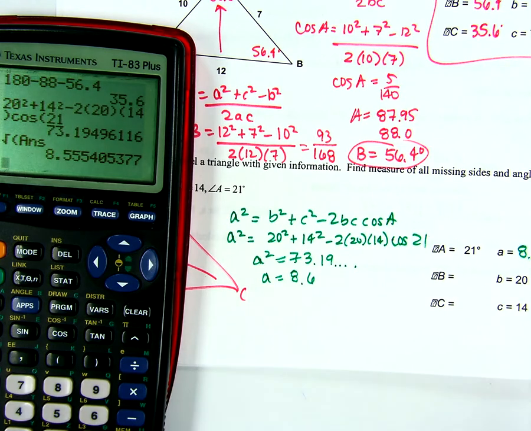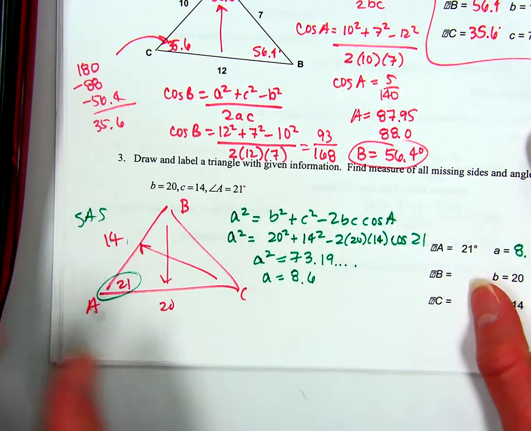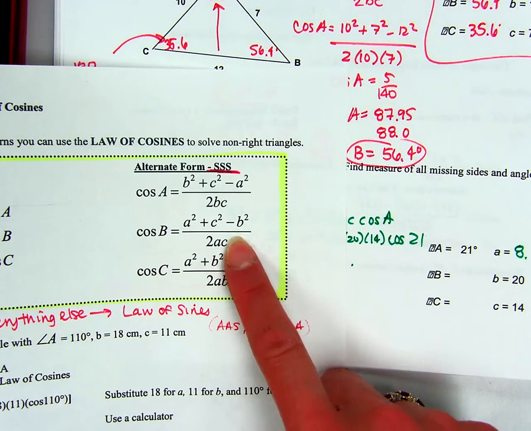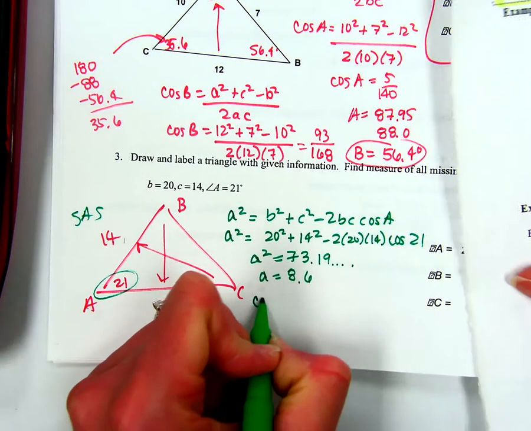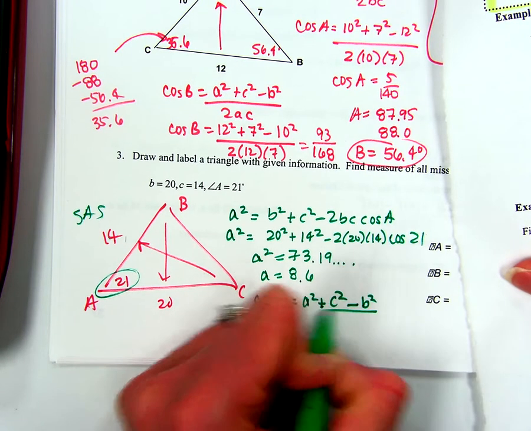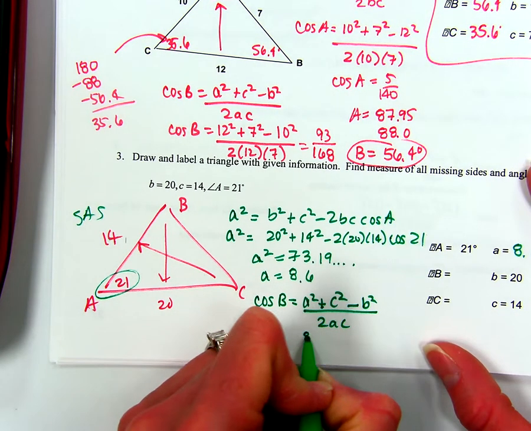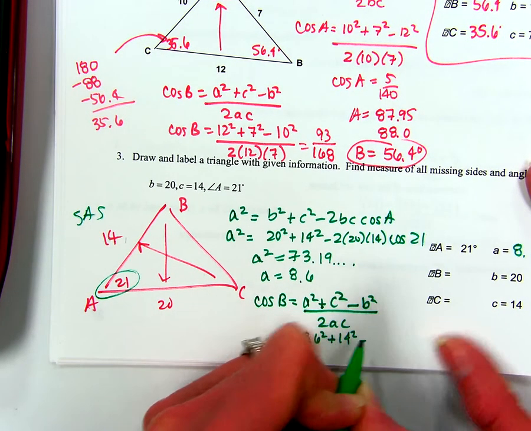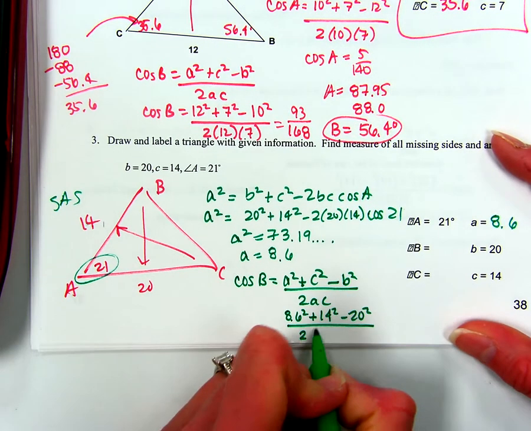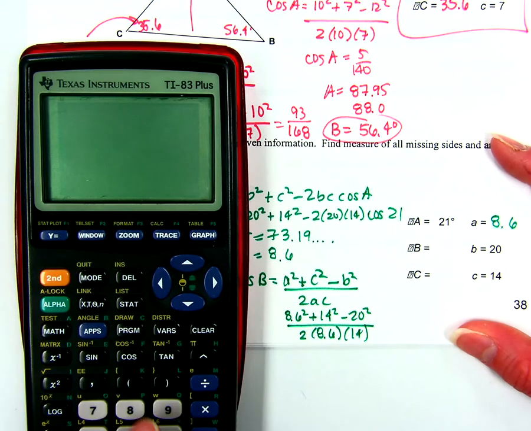Now that I have that, I'm going to do law of cosines again to find an angle. If I want to find an angle, I need to either find angle B or angle C, so I'm just going to go in order. Doesn't matter which one you find next. So cosine of B equals A squared plus C squared minus B squared over 2AC. I'm going to fill in 8.6 squared plus 14 squared minus 20 squared all over 2 times 8.6 times 14.